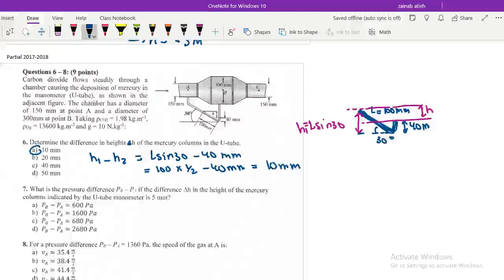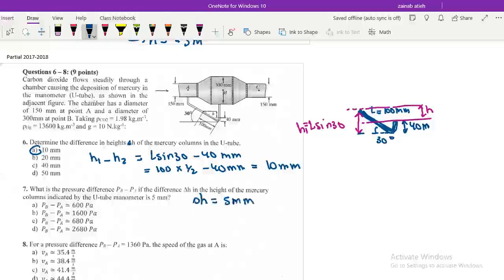This is for the first problem. What is the pressure difference PB minus PA if the difference delta H in the height of mercury columns indicated by the U-tube manometer is 5? So here he's giving me the delta H, he's calling it delta H. So delta H is equal to 5 millimeter. He's asking me to find PA and PB.